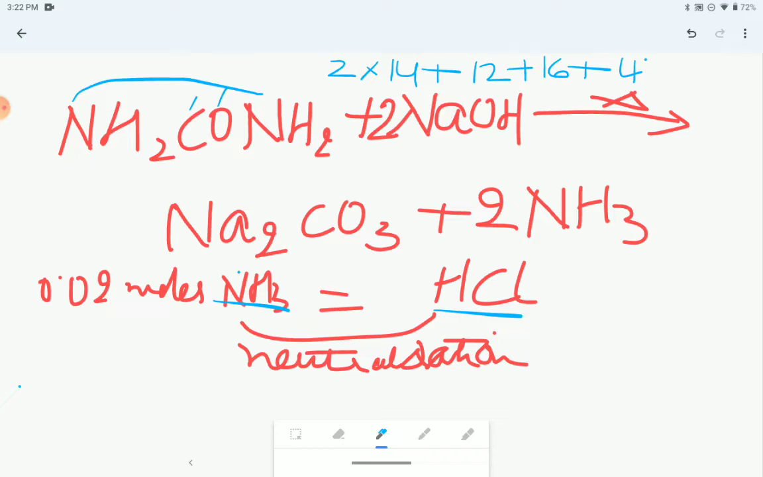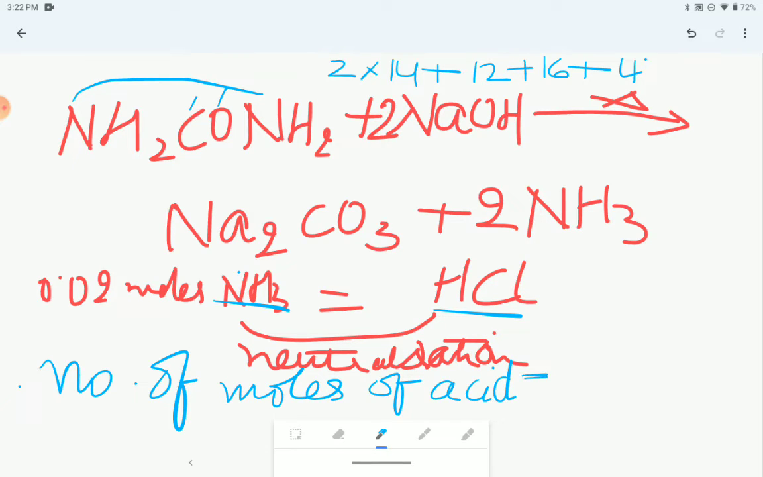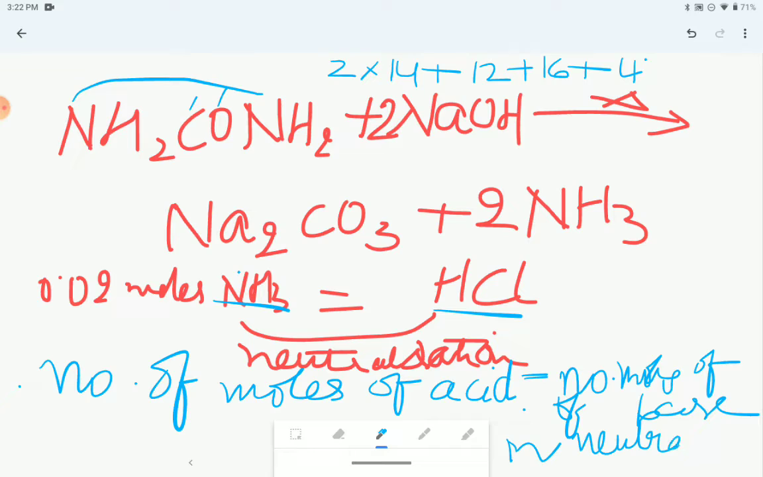The principle is: number of moles of acid is equal to number of moles of base in a neutralization reaction. That is, when acid is reacting with base, the number of moles of acid will be equal to the number of moles of base. So here we can define that 0.02 moles of HCl is present.